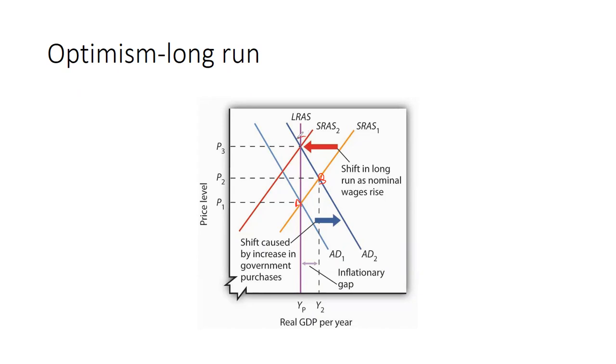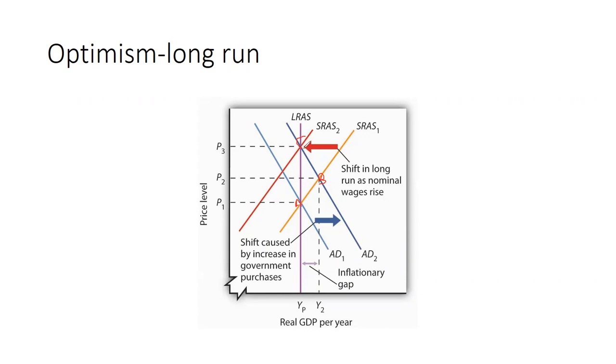Again, the SRAS shifts to the left. And why do wages affect the SRAS? RAP. Wages are a resource, right? If wages go up, the cost of making the product goes up. Therefore, firms are making less money, and that shifts it to the left.